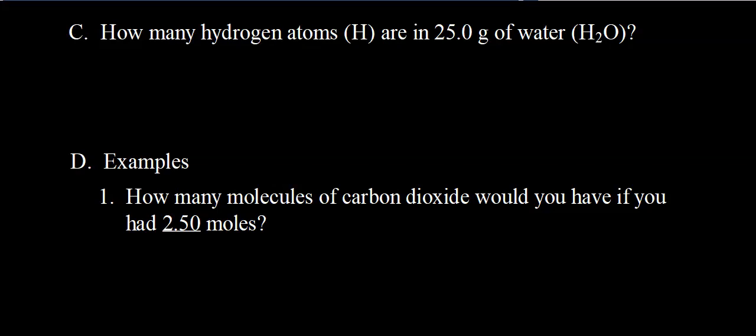It says, how many hydrogen atoms are in 25.0 grams of water? So we have a certain amount of this compound, a certain mass of this compound, and we want to determine how many of a particular type of atom, in this case hydrogen atoms, are in the compound. So pause the video, write the question.